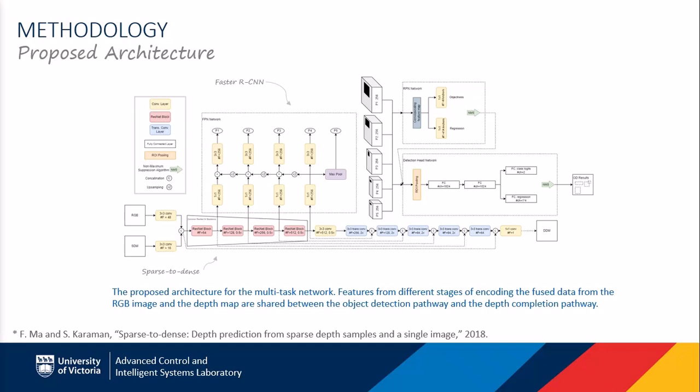The resulting feature maps are then upsampled, and using skip connections, features from the upsampling and downsampling stages are fused together. The features extracted from the encoder are also used as the intermediate features for the object detection pathway, which is the Faster R-CNN network. This results in bounding boxes for the detected objects.